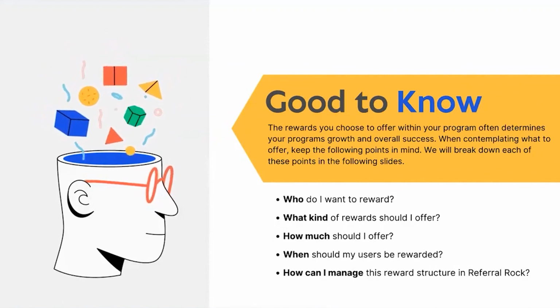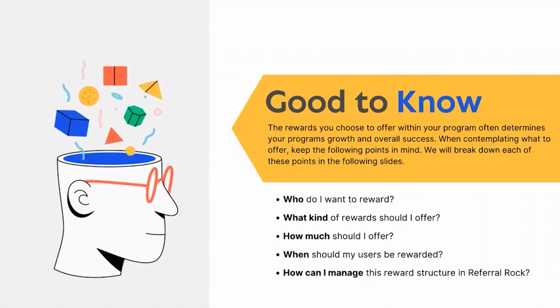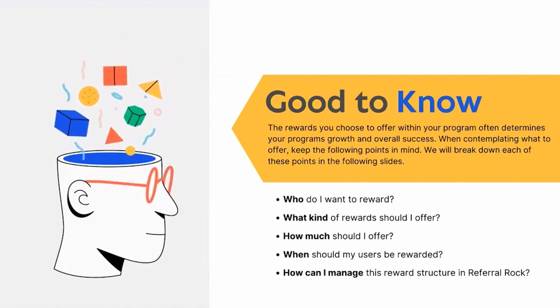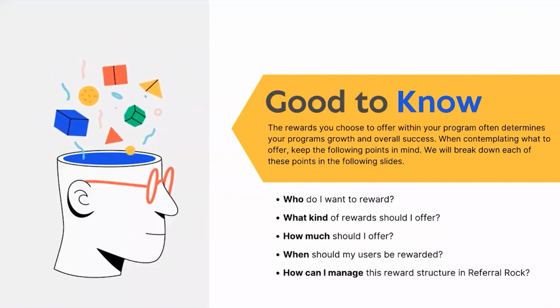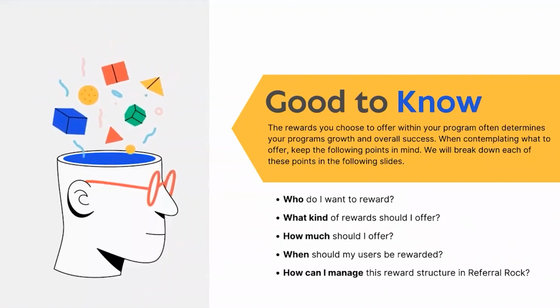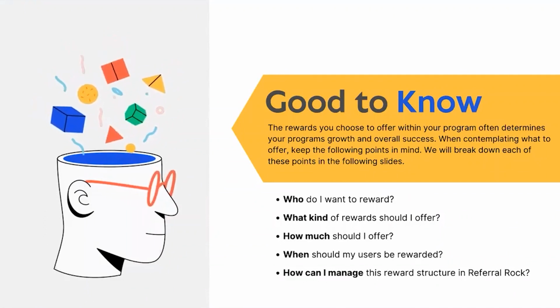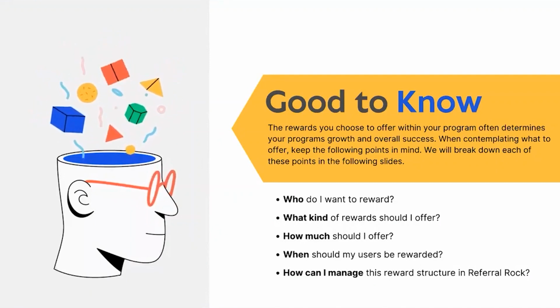Now, when deciding what to offer as a reward, there are four main points we're going to cover today and four main things to keep in mind. The first thing, you need to decide who's getting the reward, what you're going to be giving them, how much you should give them, and when you're going to be sending them their reward. And then also for our Referral Rock users, we're going to discuss a few different options you have when building out your reward structure as well.